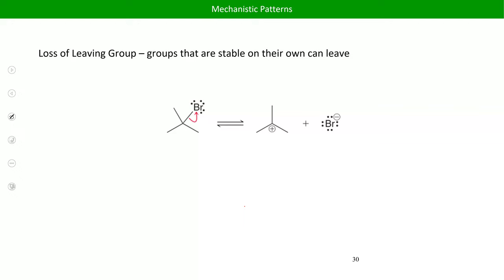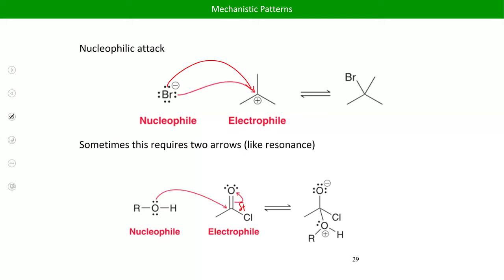And so, you'll notice this is literally the exact opposite of the first example on the last slide. On the last slide, we started with the bromide and the carbocation. The bromide came in here and attached to the carbocation.